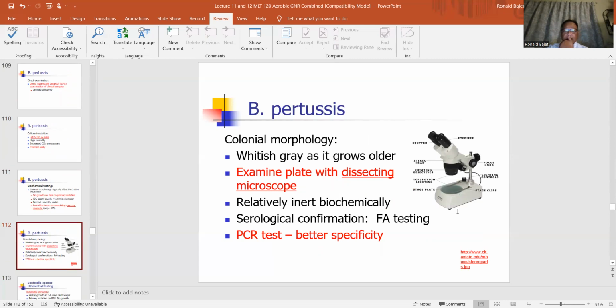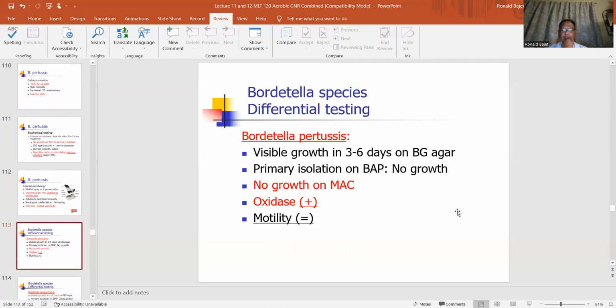The colonies turn whitish gray as they grow older. You want to examine the plate with a dissecting microscope to look at the mercury droplets. PCR testing gives better specificity for Bordetella pertussis. A lot of technology in microbiology is turning towards PCR testing because it's more specific.